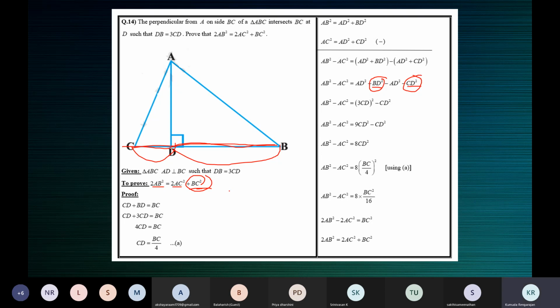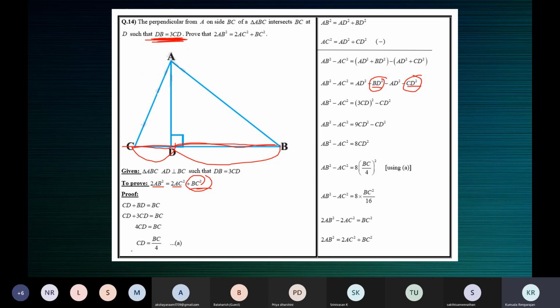So we have to take away BD square and CD square and introduce BC square. So that's the preparation we have done here. You can see here BD is equal to 3 times CD. Can you see this? BD is 3 times CD.